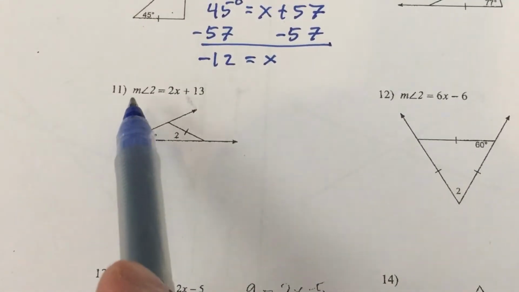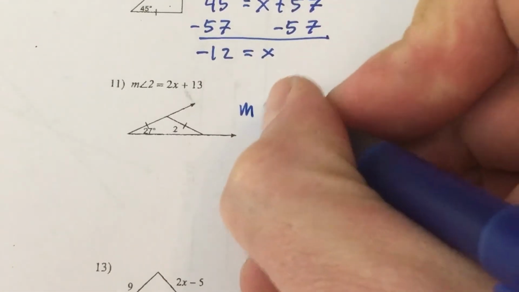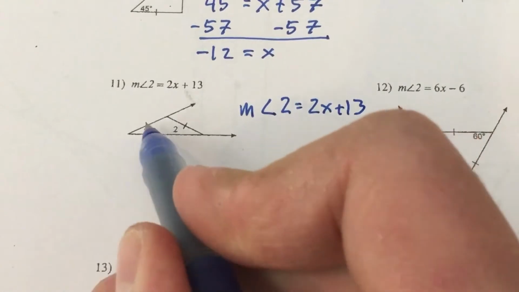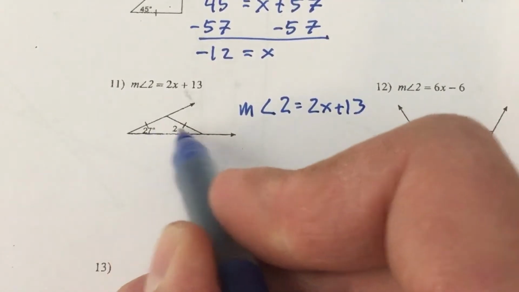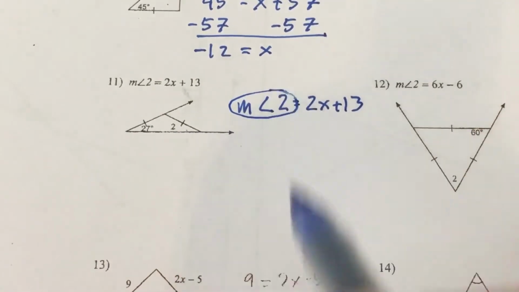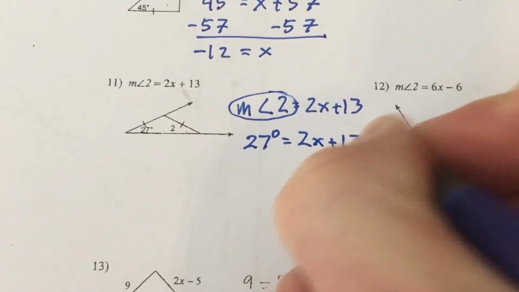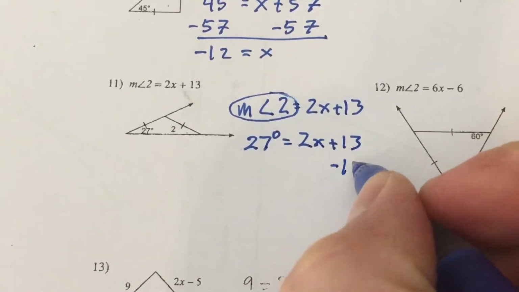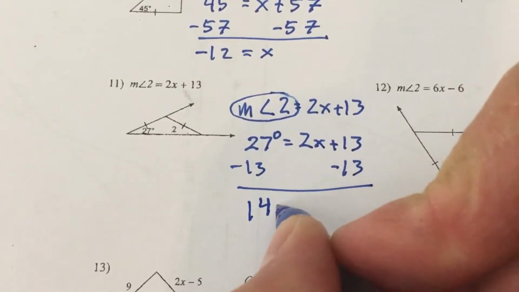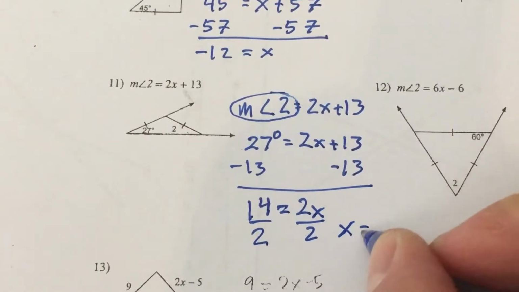Okay, so next up we have our problem. So I'm going to do another one here. We've got the measure of angle 2 equals 2x plus 13. So here's 2, right? Well, if this is isosceles, then we know that their angles are also congruent to each other. So the measure of angle 2 can be replaced with 27. So we have 27 degrees equals 2x plus 13. And now we have our equation set up and we can solve for x. So subtract 13. Okay, and then we've got 14, and 2x, so divide by 2. And we've got x equals 7.